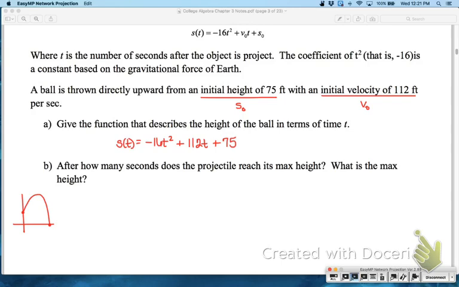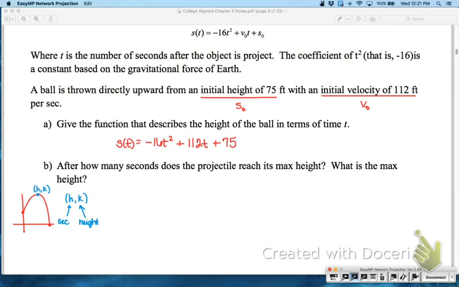Where would I need to look on that parabola to figure out its maximum height? The vertex. That's exactly right. So we're trying to figure out this point. And the vertex, remember, is going to be (h, k). Well, when we look at that (h, k), h in this instance is going to represent the time in seconds, and k is going to represent the height at that time. So as long as we figure out the vertex, we will know how many seconds it takes, and we will know how high it goes.